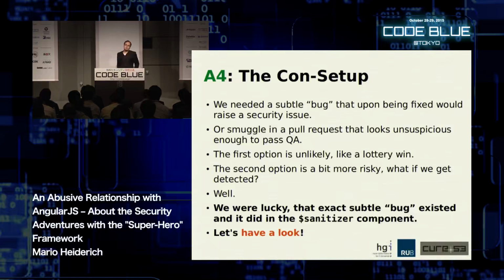What we needed would be a subtle bug, a small bug that no one really noticed, but that gave us the possibility to sneak in an attack instead. And this attack would have to bypass the security audits, QA, and the scrutiny of the users and developers. Sounds hard, but it's possible. So we were lucky and we found this kind of bug after a long time. And it looks like this.